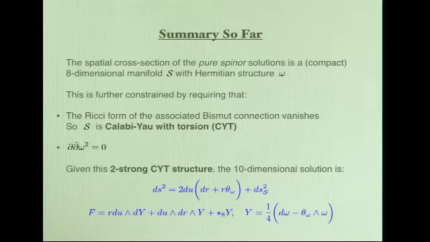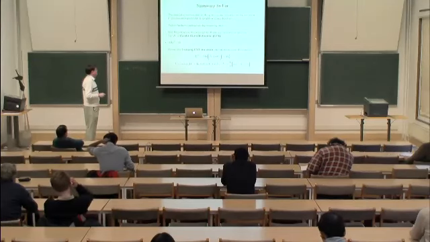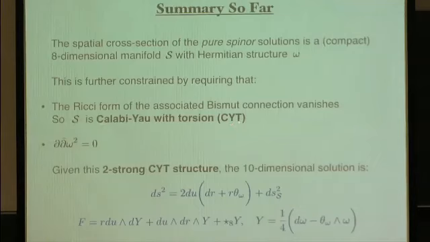The spatial cross-section of the pure spinor solutions is a compact 8-dimensional manifold S with a Hermitian structure omega. And this is further constrained by requiring that the Ricci form of the Bismut connection vanishes, so it's Calabi-Yau with torsion, and from the Bianchi identity, d bar of omega squared is equal to 0. And this gives us the 2-strong Calabi-Yau with torsion structure. Once you've got this, you know everything.